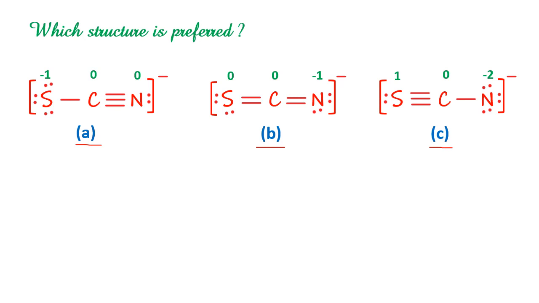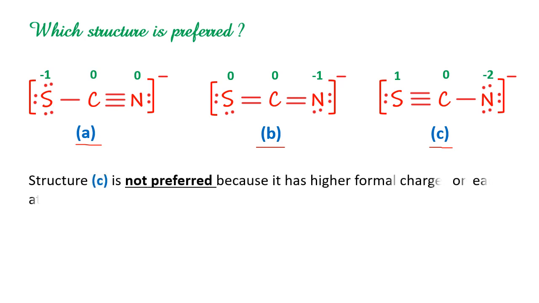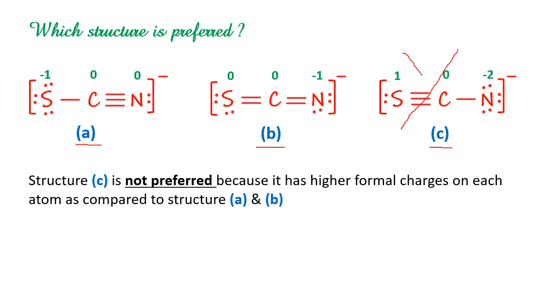Okay, now here in structure C, what happens? It is not preferable. Why? Because it has higher formal charges on each atom than structures A and B. So this is not in our account now. Now we compare structures A and B. Okay. Now what should be preferable? Here structure A has -1 on sulfur and structure B has -1 on nitrogen.